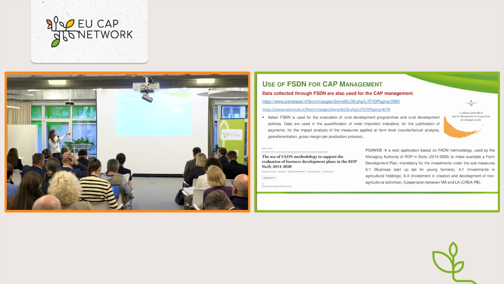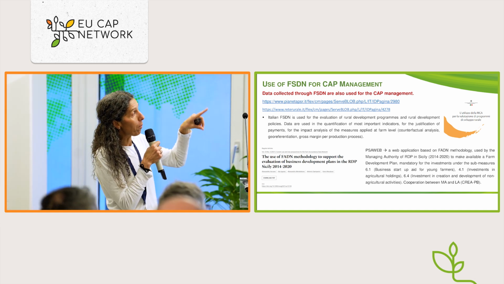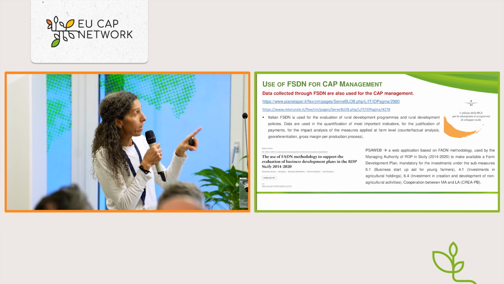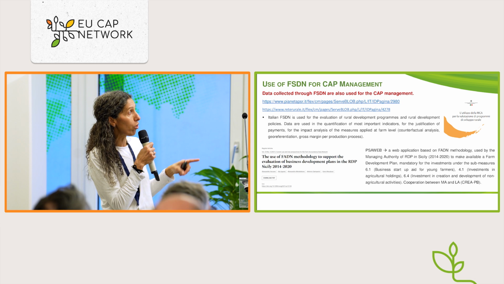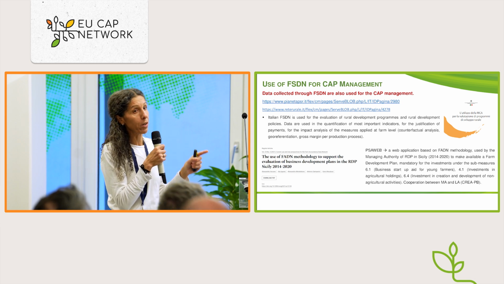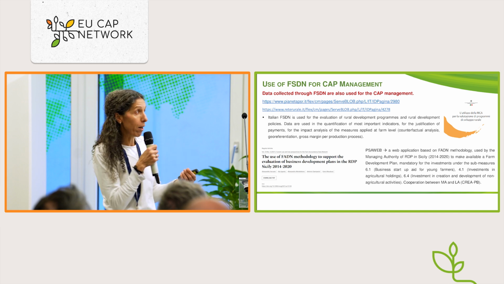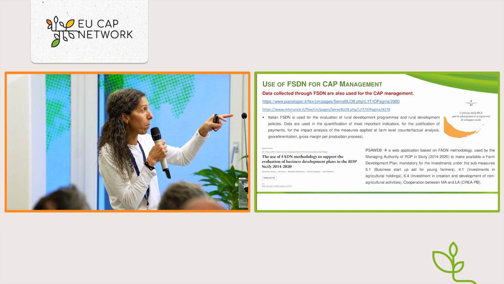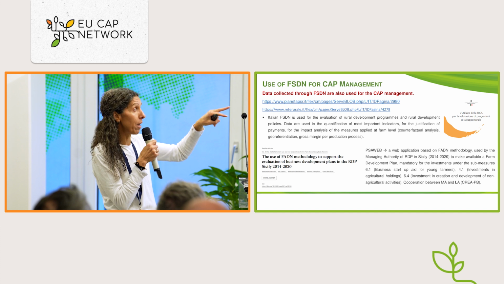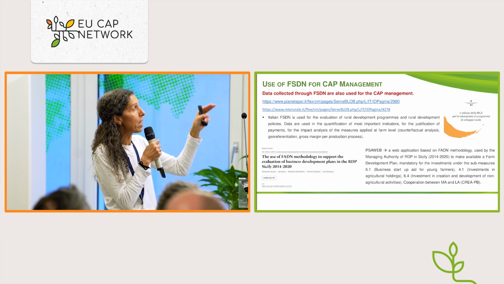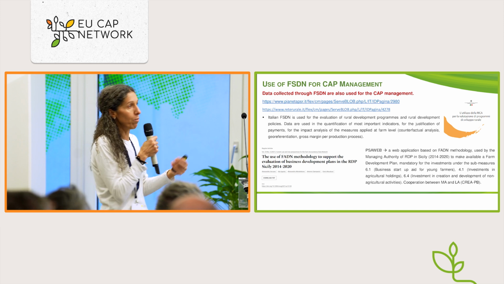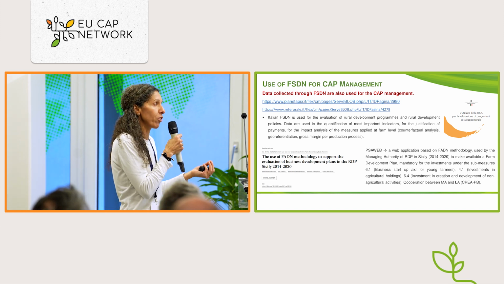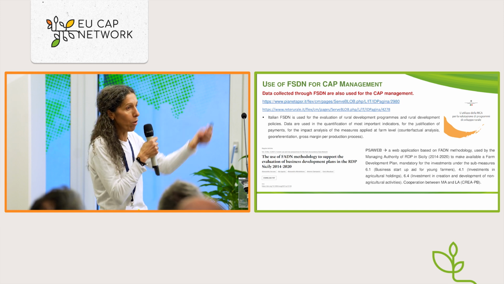This publication is very interesting. This is a cooperation between one of the managing authorities in Sicily and CREA, the liaison agency. Some years ago, there was a web application, PSA Web. It was a web application based on FSDN methodology that was used by the managing authorities of the rural development program in Sicily to make the farm development plan available for the farmer, because to have access to the investment measure of the rural development plans, the farm development plan was mandatory. Thanks to this cooperation, this tool was available for the farmer, and it was a mutual cooperation between the managing authorities and the liaison agency to help farmers have access to the subsidies.